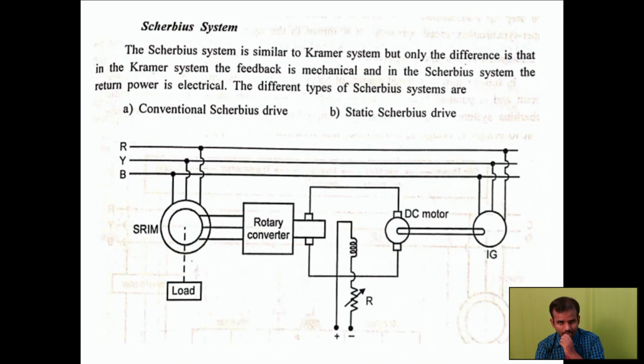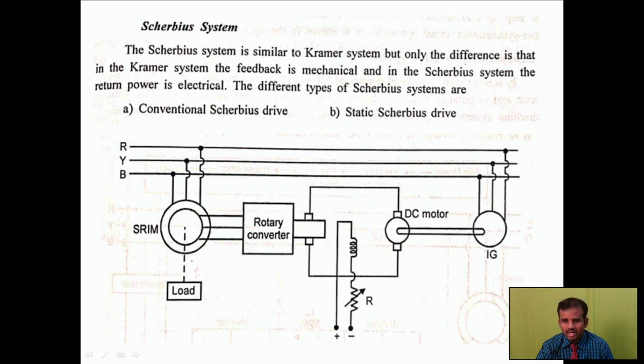Now we are going to discuss the Service system. The Service system is similar to the Cramer system, but the only difference is that in the Cramer system the feedback is mechanical, and in the Service system the return power is electrical. This is the main difference between the Cramer system and the Service system. The feedback is mechanical in the Cramer system, but the return power is electrical in the Service system.